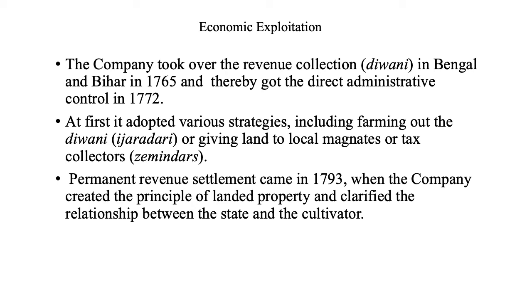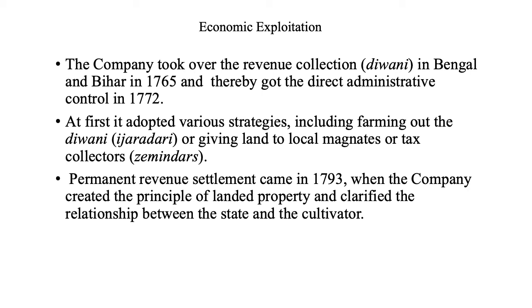Economic exploitation was the main cause of the Indians' discontent against the British East India Company. The company took over the revenue collection, the Diwani, in Bengal and Bihar in 1765 and thereby got direct administrative control in 1772. At first, it adopted various strategies, including farming out the Diwani, or giving land to the local tax collectors, the zamindars.